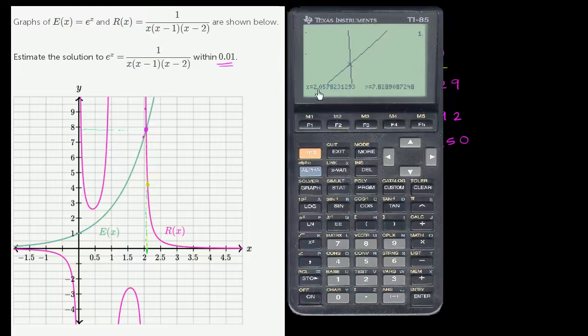So it looks like the point of intersection is between 2.057 and 2.059. And so in the previous video, where our estimate was 2.06, we were definitely within 0.01 of the point of intersection. If we did want to get even more precise, we could zoom in more. And I encourage you, if you've got a graphing calculator like this, to actually try that out.